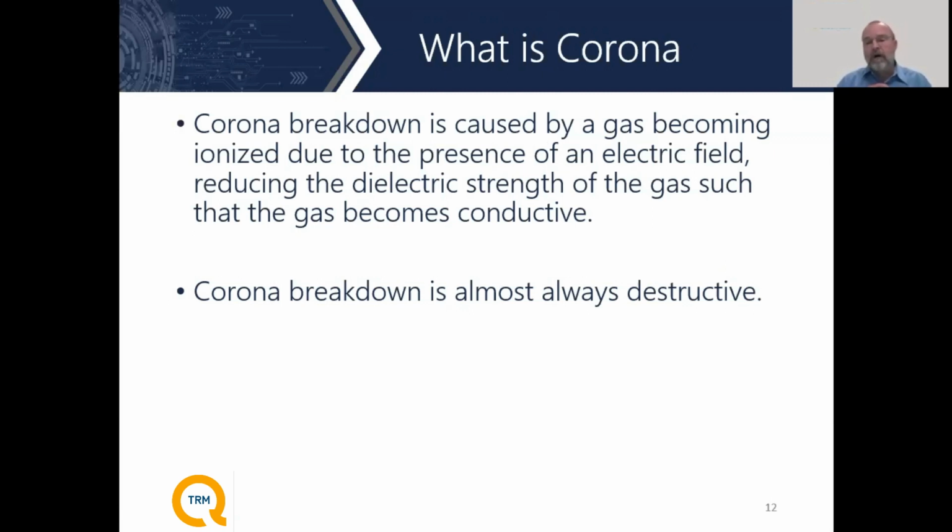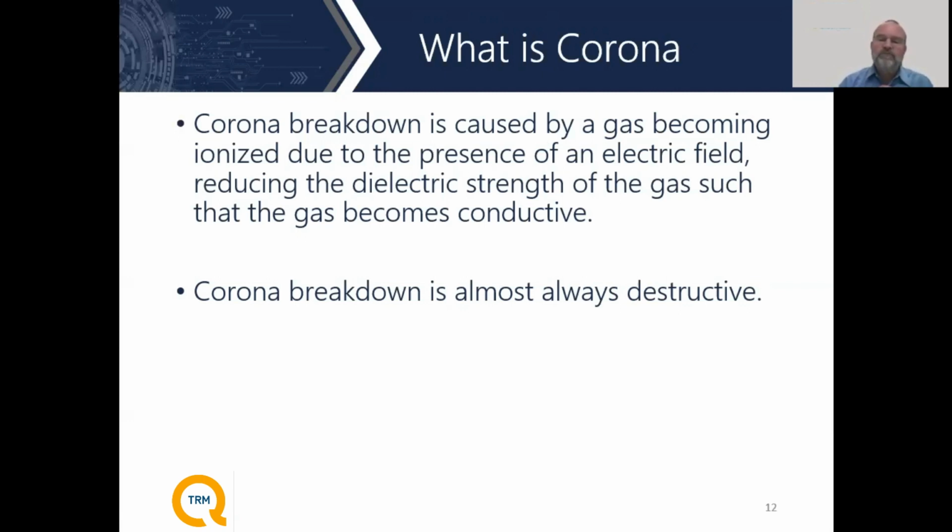An extreme variety of corona breakdown is lightning, or something along those lines, where you have energy jumping across the gap, and when the energy arrives, it almost always does damage.